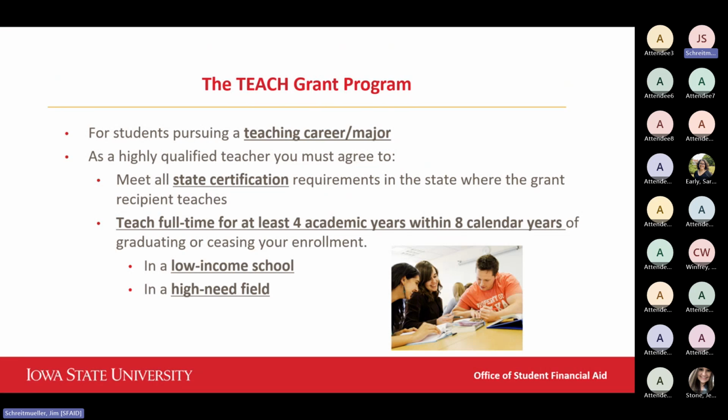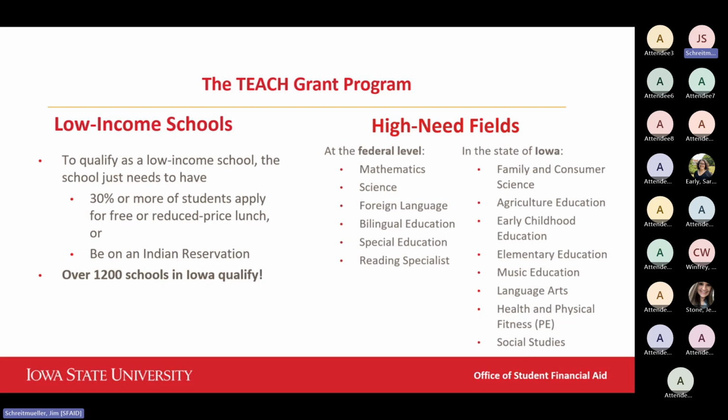As a highly qualified teacher, you must agree to meet state certification requirements and teach for at least 4 years out of 8 calendar years at a school that has low income and in a high need field. Basically, what that means for low income schools would mean that 30% or more of the students apply for free or reduced price lunch, or it's on an Indian reservation. In this case, over 1,200 schools in Iowa apply. And then high need fields at either the federal or state level are such as math, science, foreign language, music education, language arts, whatever would apply to you in this situation.